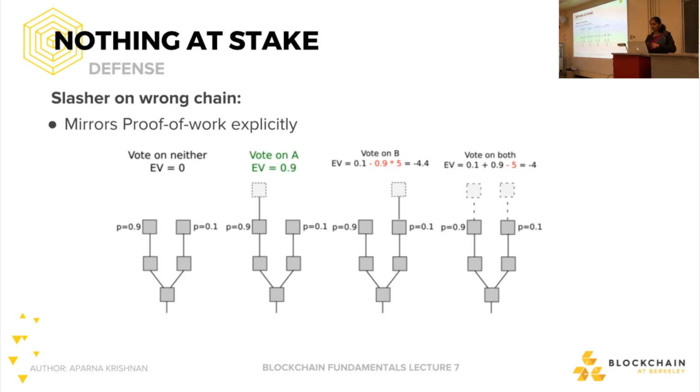And of course, the example here is if you mine on only chain A, which is the right chain, your expected reward is 0.9. But if you mine on chain B or create a block on chain B, you should be losing 4.4 stake tokens. Versus if you vote on both, you're still losing tokens, but you're just losing 4 tokens. Questions about this?